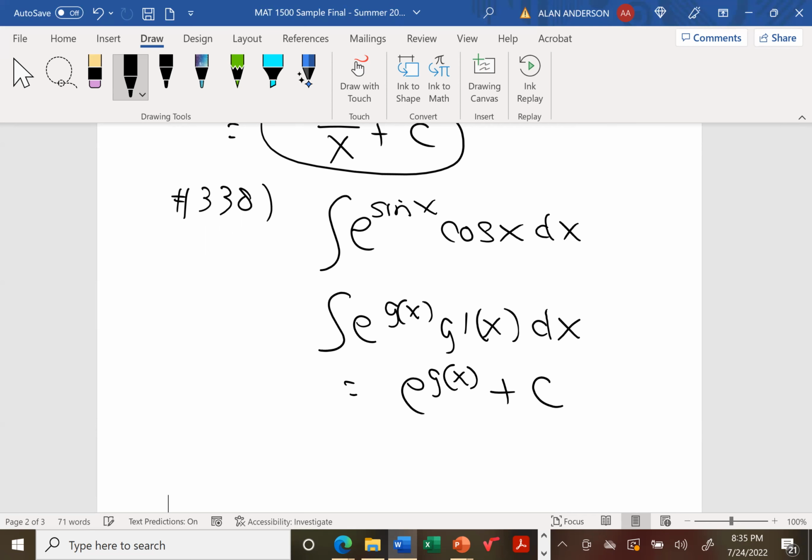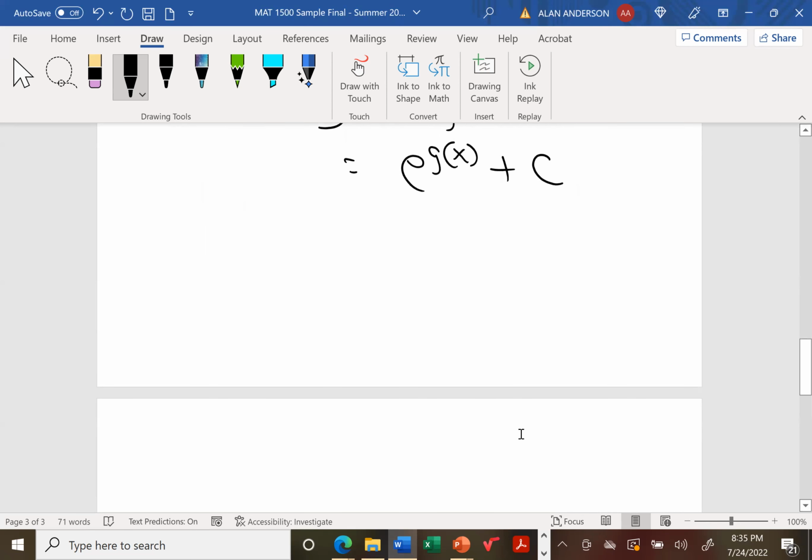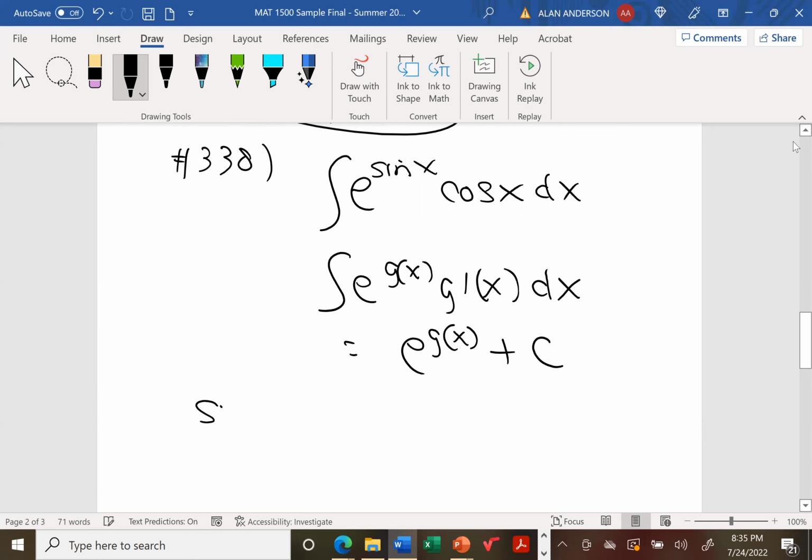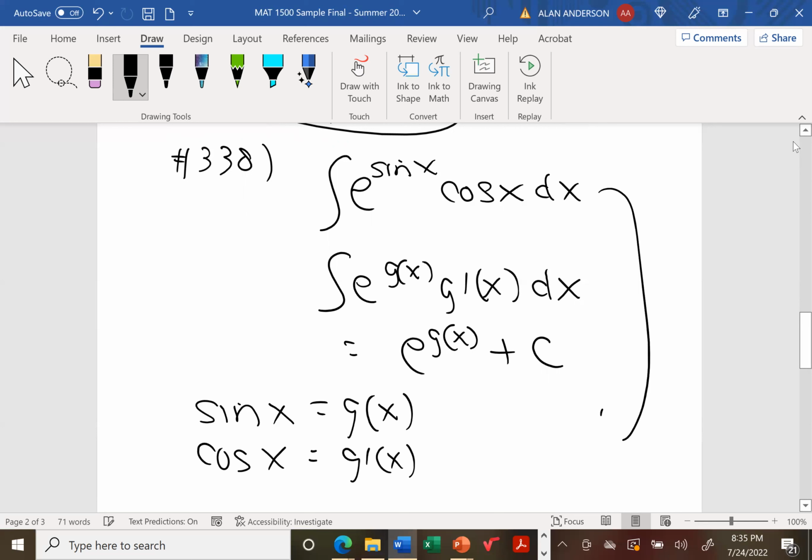Now here, as you can see, if you let sine of x be g of x, then cosine is g prime of x. You have exactly what you're looking for. So that means that the final answer here is just e to the sine x plus c.